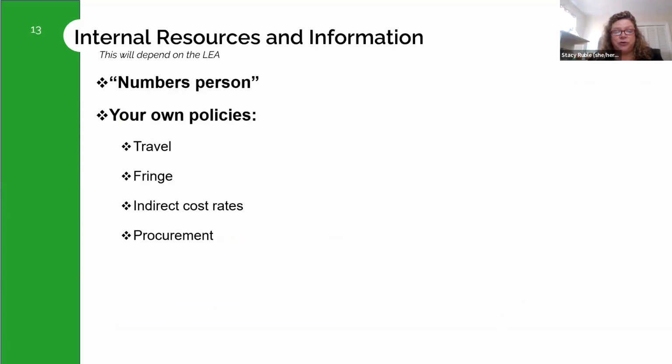Okay, so what are some maybe internal resources and information that you have at your ready for you? And this will depend on your LEA. You want to figure out who the numbers person is. They're going to be the one who can help you with fringe benefit rates, if you have an indirect cost rate agreement, things like that, salary ranges, and then also have your own policies at hand so that you know, what are your travel guidelines? Do you use the General Services Administration or GSA rates, or do you have your own local rates, or do you use a state rate? What is your fringe benefit rate? Like I just mentioned, your indirect cost rate. What are your procurement policies? That also could come in handy for you.